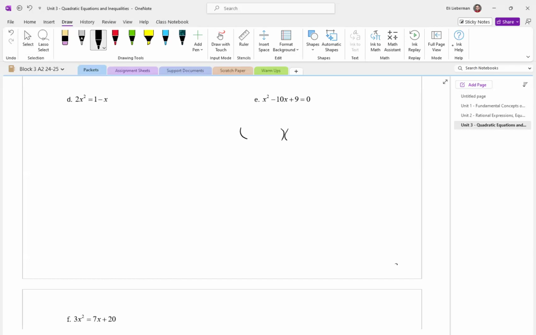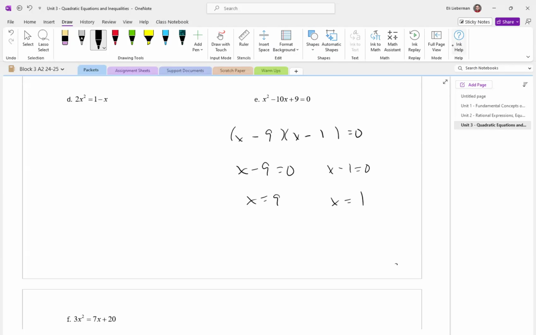I think so. You're thinking what two numbers multiply to 9 and add to -10. I think that answer is -1 and -9. Yes. Now we're perfectly set up for ZPP. So x minus 9 equals 0, x minus 1 equals 0, x equals 9, and or x equals 1.